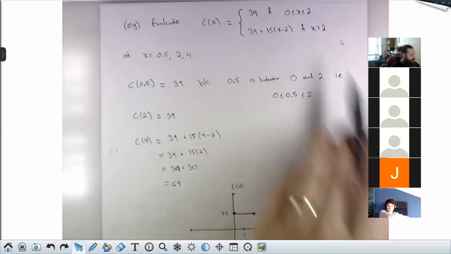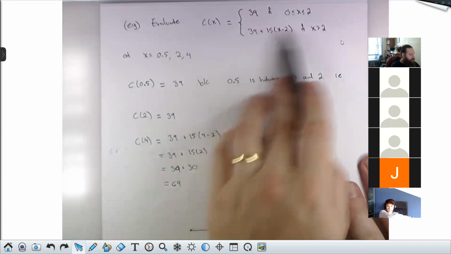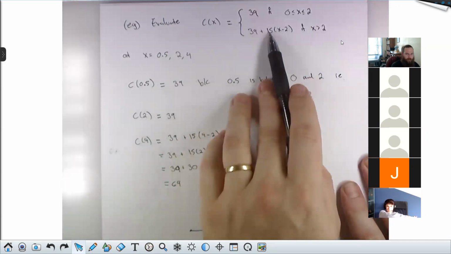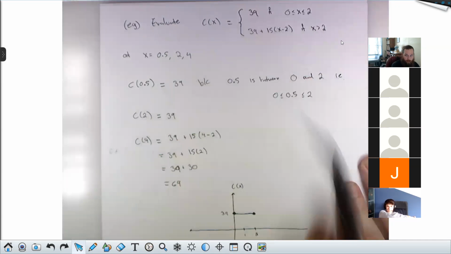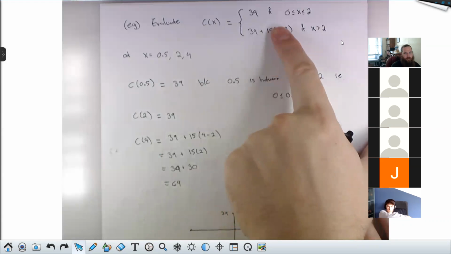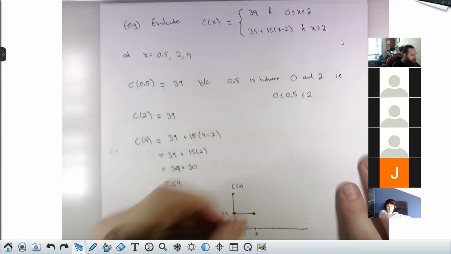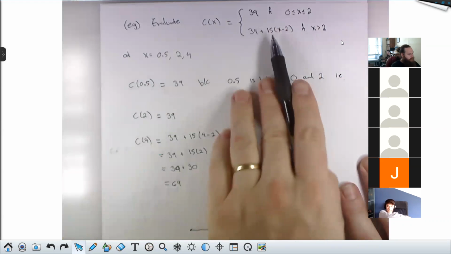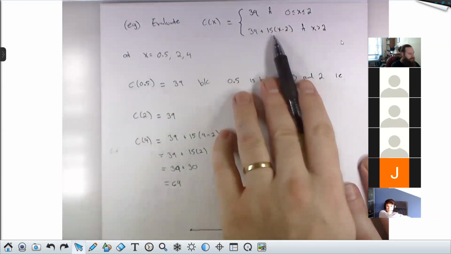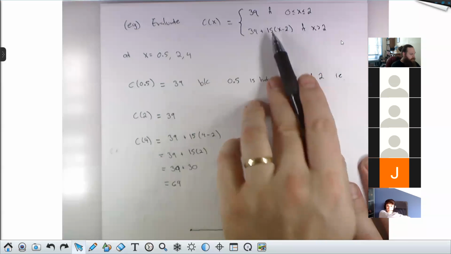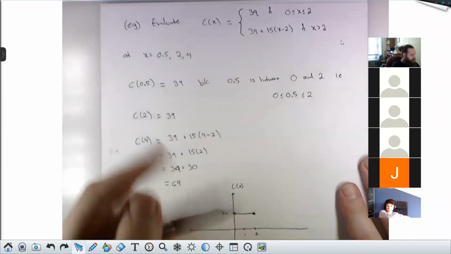Now, if x is greater than 2, my function behaves like this line. There's a bunch of different ways to try and figure out what this line looks like. Here's one way to do it. If you plug in x equals 2, this is 15 times 2 minus 2, or 15 times 0. So when x is equal to 2, this is actually equal to 39 also. And then the slope of this line is 15. If you were to distribute, you'd have 15x minus 30, and so the coefficient of x is 15.